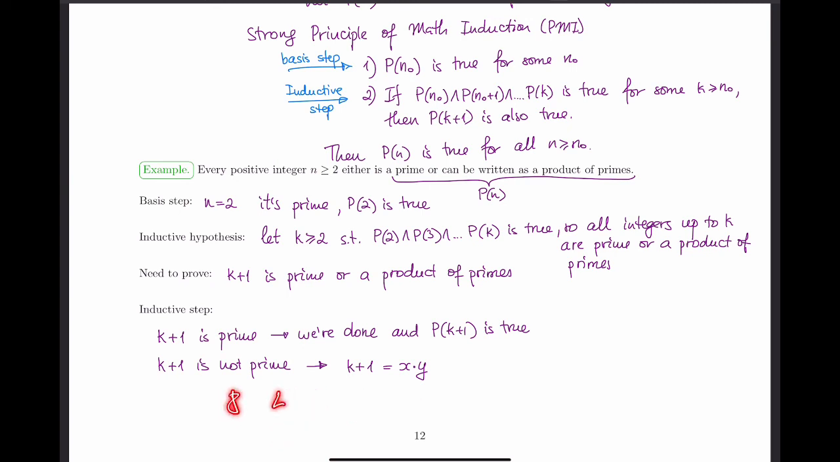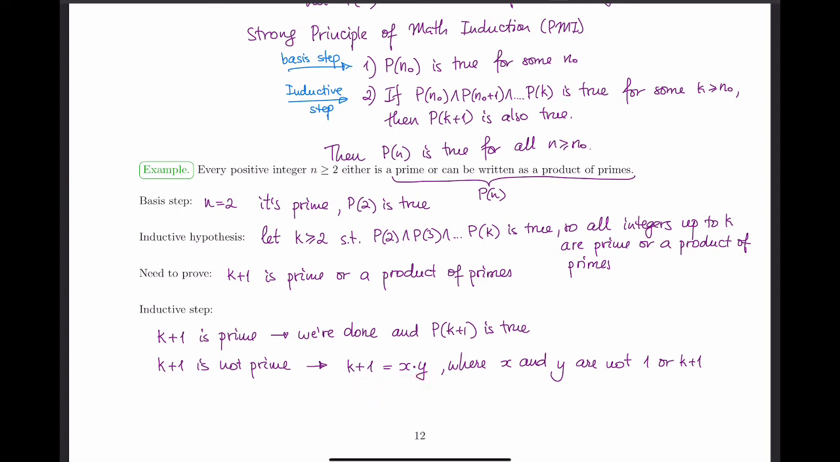But in any case, it can be written as a product of two things that are not just 1 and itself. So if k plus 1 is not prime, it can be written as a product of two other numbers. Now, whether or not they are prime, we don't know, but they are some numbers. So let's write this out, where x and y are not 1 or k plus 1, right? That's what makes it not prime. They're actual numbers that factor k plus 1.